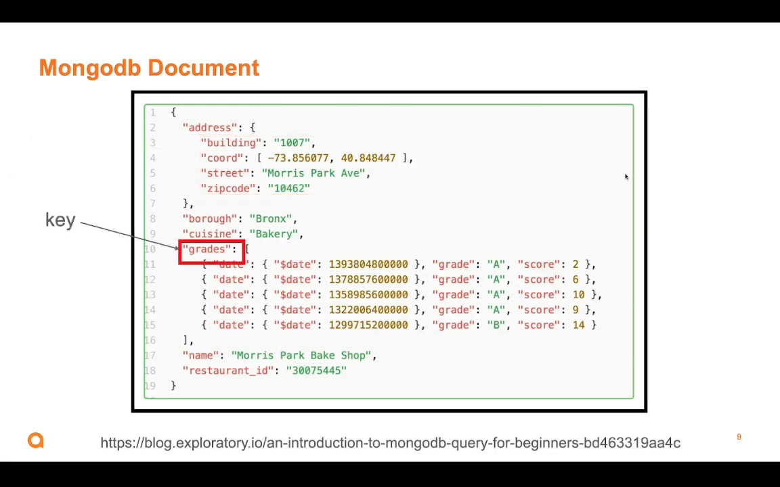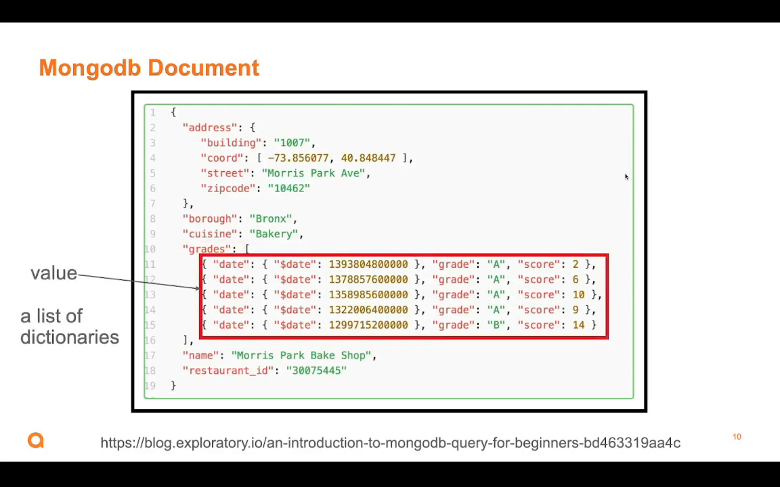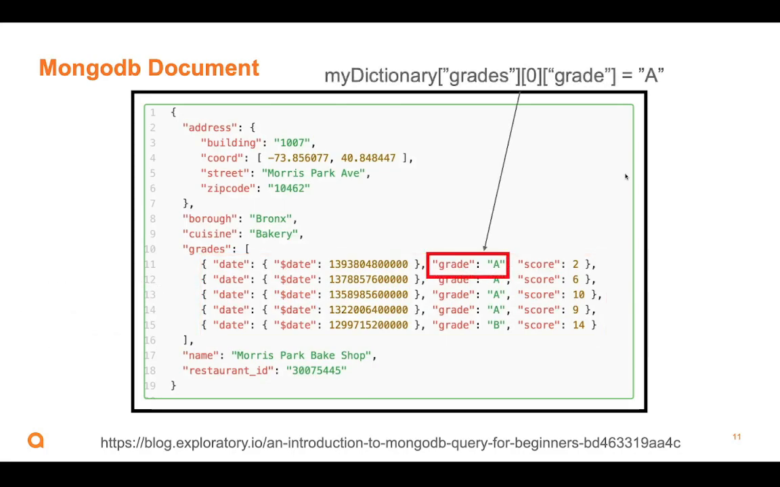Now, if I get down here to the grades key and I start looking at its value, I will see it starts and ends with a square bracket. So it's a list, and it turns out to be a list of dictionaries. Now, if I want to find a specific key inside this, I would have to know which index in the list I want and then which key in there. So if I'm looking for grade, I would have to write it like this. My dictionary grades 0 grade, and I would discover it has a value of A. So this can get really long.